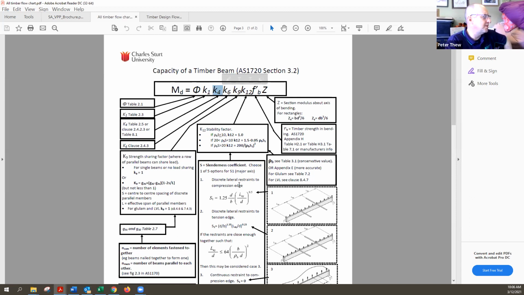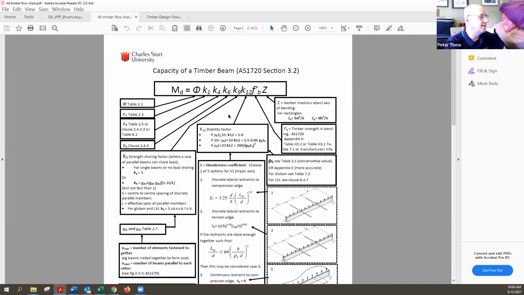K4, does anyone remember what that's about? That's the moisture content, if you're talking about seasoned or unseasoned timber. So if you have timber that gets drier, you get a slightly different value of K4. K6, I think, is about temperature. Basically, if you're a Queenslander, you use a lower value than the rest of us. Well, it's in the far north of Queensland, in the tropics, let's say that.